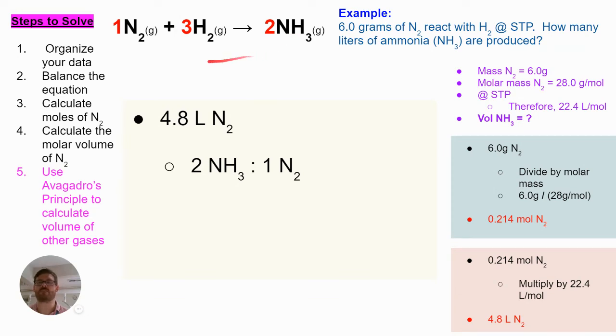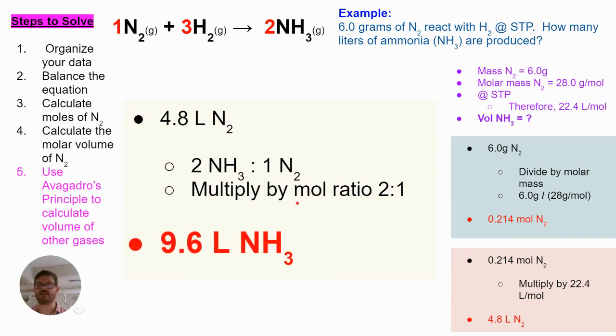Remember from our previous example, if I've got 1 mole here, I've got 22.4 liters. If I have 2 moles here, I've got 44.8. But instead, I've got a different ratio that I'm going to work with. I'm starting off with 4.8 liters. So it's a 2-to-1 ratio. So I'm going to multiply by the mole ratio of 2-to-1. 4.8 times 2 is 9.6 liters of ammonia. That's my final answer there.